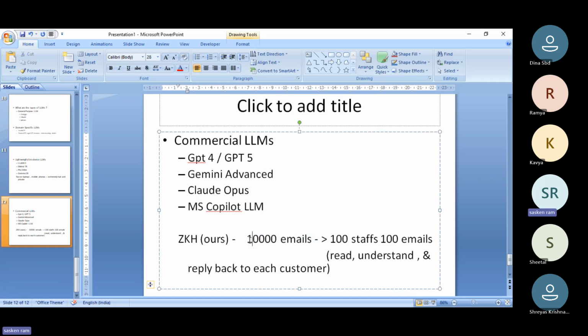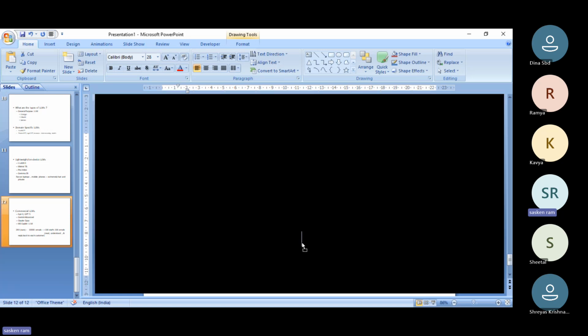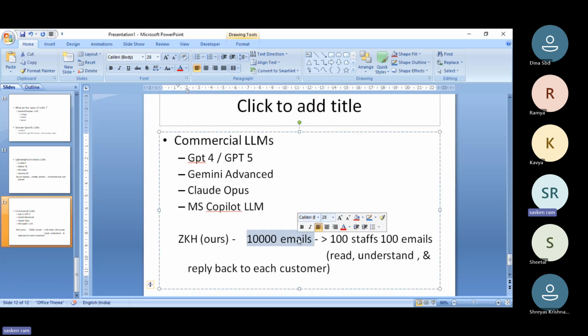Okay? So that's the biggest thing, right? So in the US, GDPR compliance is there, HIPAA compliance is there. So what they do, right? They mask this data and then they send it to the LLM. Okay. So for that reason, most of the companies prefer commercial LLMs.